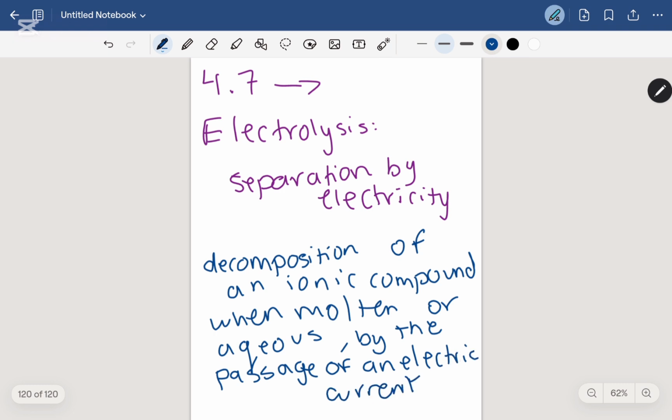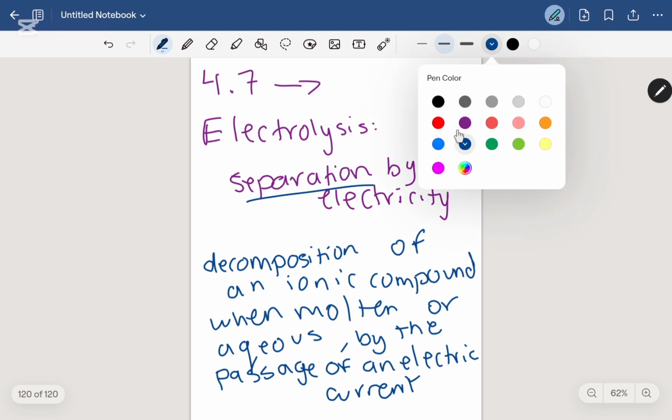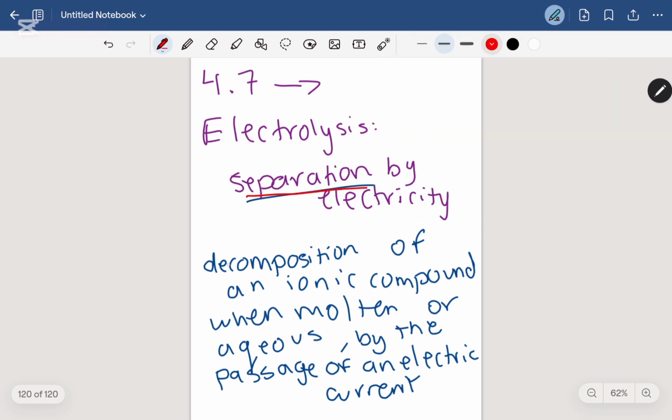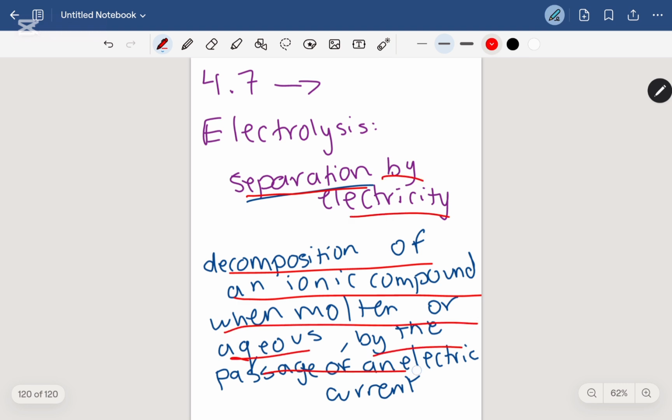Okay, so you can either define electrolysis by separation by electricity or the composition of an ionic compound when molten or aqueous by the passage of an electric current, which is literally the same thing. So separation, okay, I will underline it in red. Separation means decomposition of an ionic compound when molten or aqueous. By electricity means by the passage of an electric current. So very simply, 3 words can replace this whole paragraph.